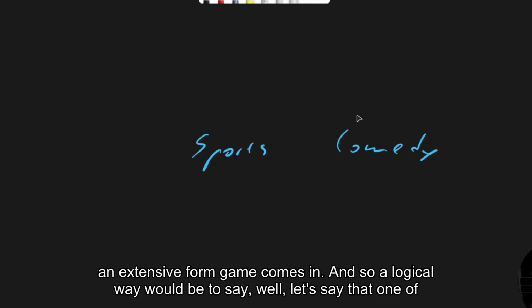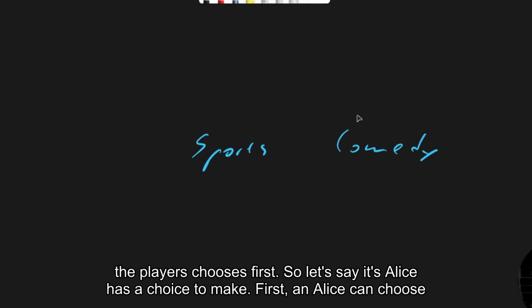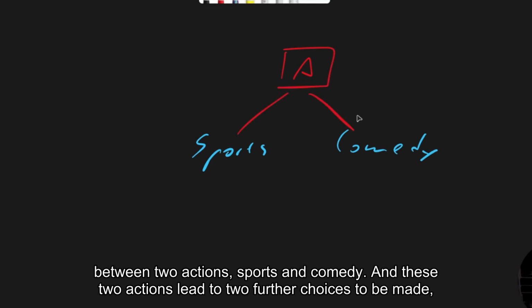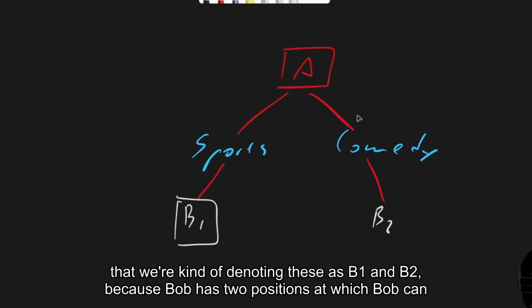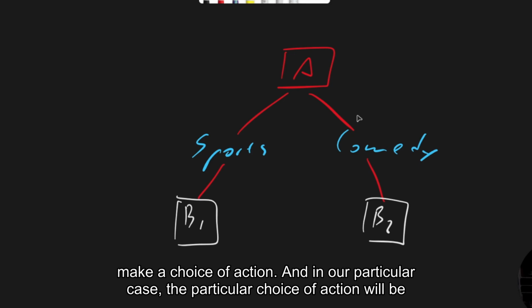And so a logical way would be to say, well, let's say that one of the players chooses first. So let's say it's Alice has a choice to make first, and Alice can choose between two actions, sports and comedy. And these two actions lead to two further choices to be made, which are the choices of, I think Bob was the name of the other player we used. But note now that we're denoting these as B1 and B2 because Bob has two positions at which Bob can make a choice of action.